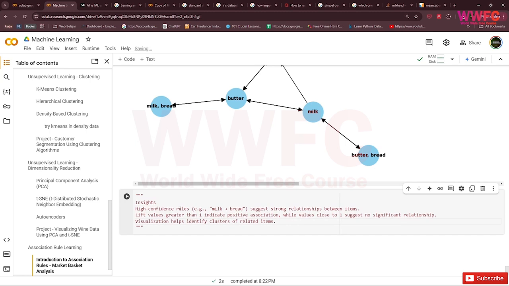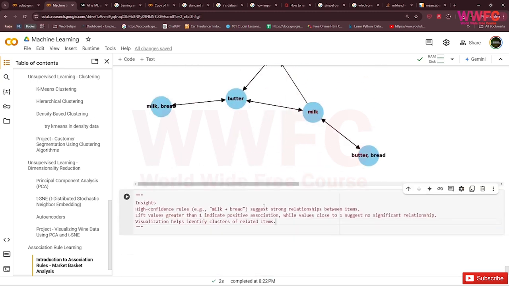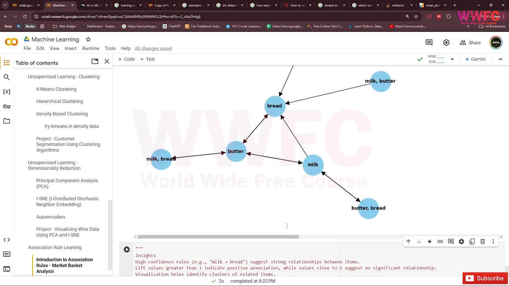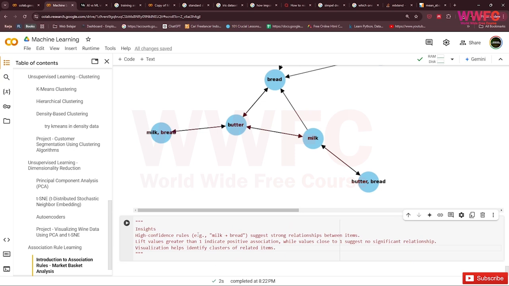So high confidence rules, for example milk and bread. Milk and bread suggest a strong relationship between them. A lift value greater than 1 indicates a positive association, while a value close to 1 suggests no significant relationship. Visualization helps identify clusters of related items.